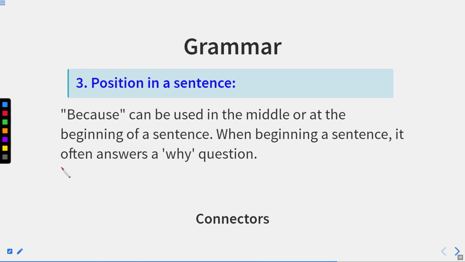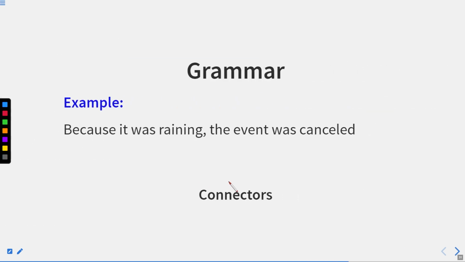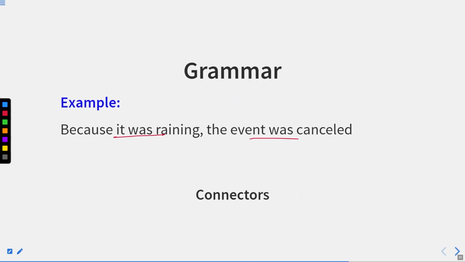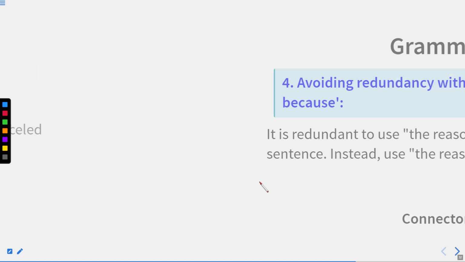Now, position in a sentence. Because can be used in the middle or at the beginning of a sentence. When beginning a sentence, it often answers a why question. Example: because it was raining, the event was cancelled.